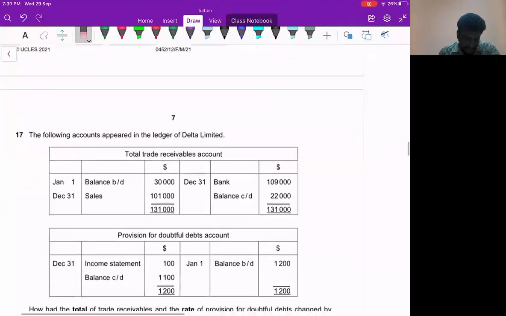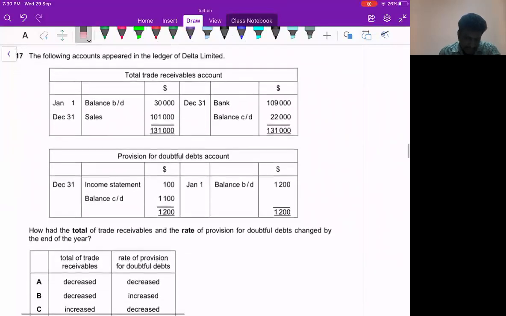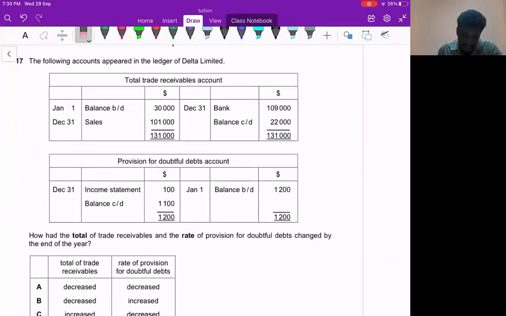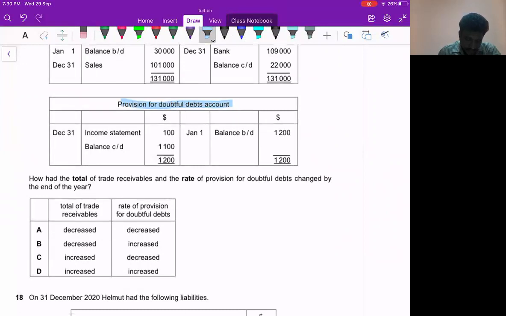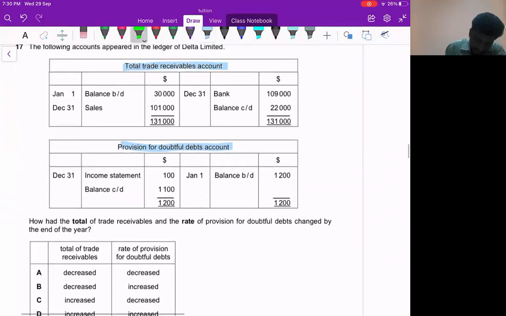Okay, now 17. The following accounts appeared in the ledger of Delta Limited. This is a trade receivable account, and this is the provision for doubtful debt account. How has the total trade receivable and rate of provision for doubtful debt changed? First we see the total. Opening balance is 30,000. Closing balance is 20,000.